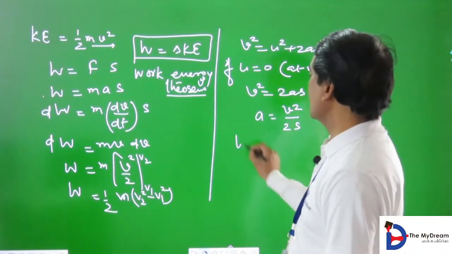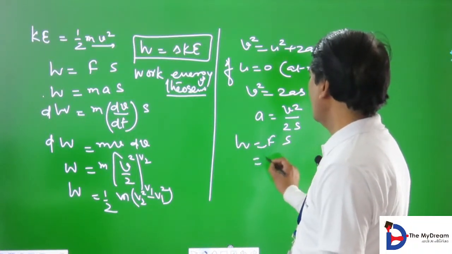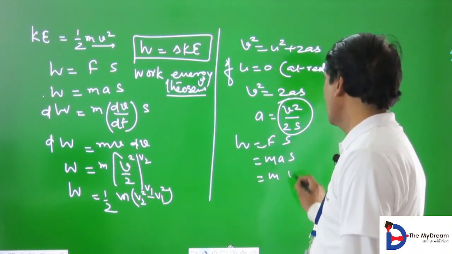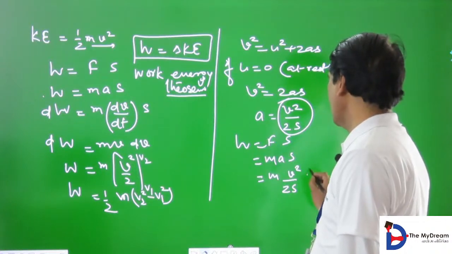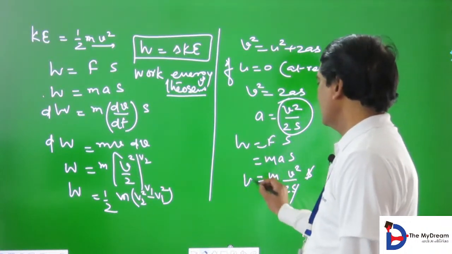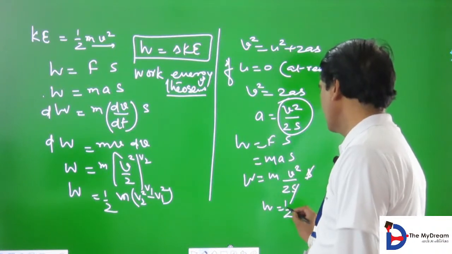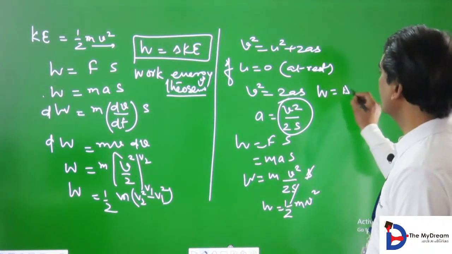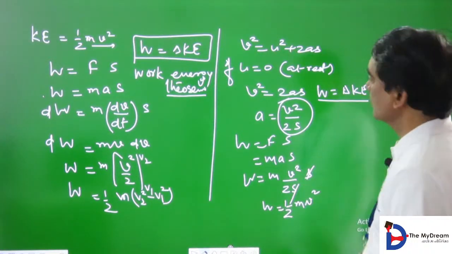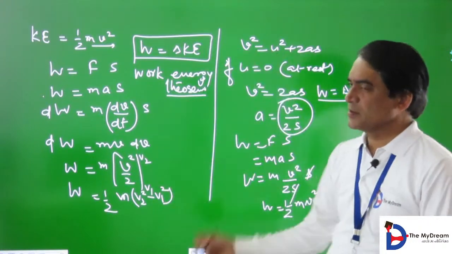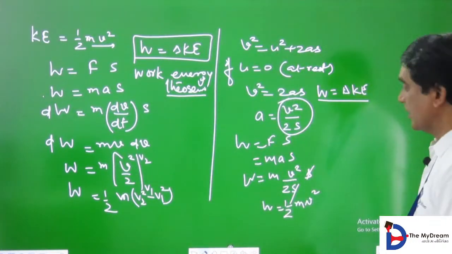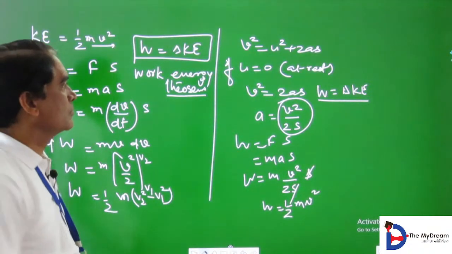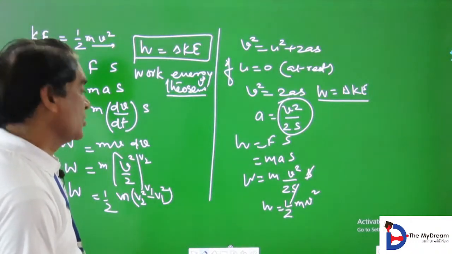So work done is equal to force into displacement. F is equal to ma. In place of a, you can write down v square by 2s into s. Then you will get work done is equal to half mv square, which is the change in kinetic energy. Either you can go through this or that. Note it down, it is most important, keep this in mind.